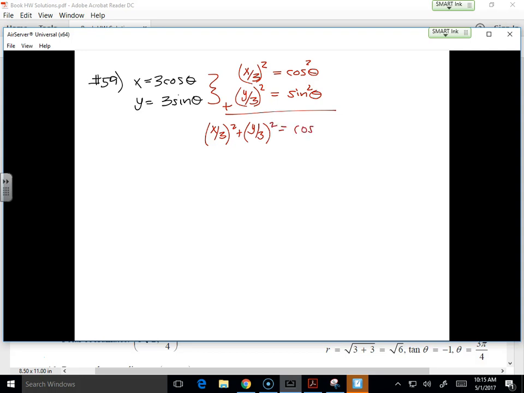What was the point of squaring and adding? Cosine squared plus sine squared is? 1. Yeah. What I have over here is x squared over 9 plus y squared over 9 equals 1. Who is this guy? You can see him if you graph him in your calculator too. He's an ellipse with equal major and minor radii.